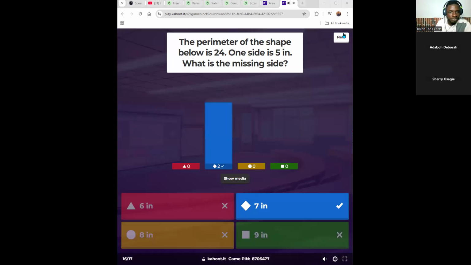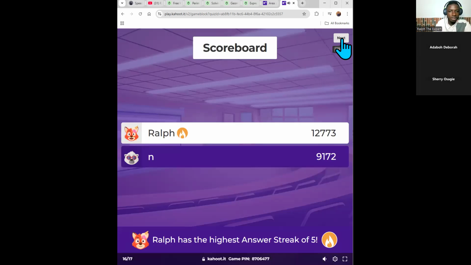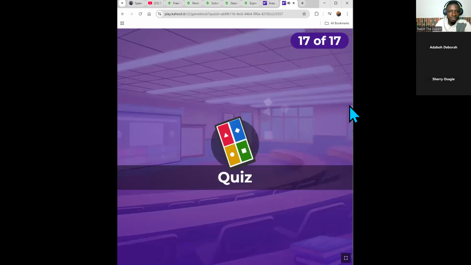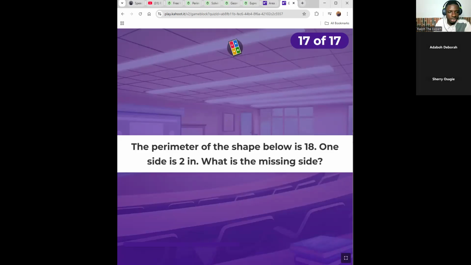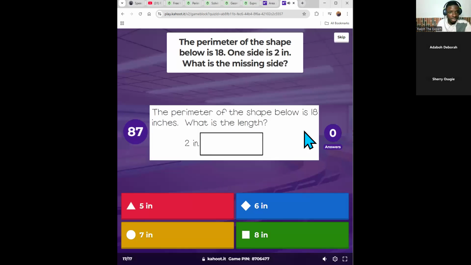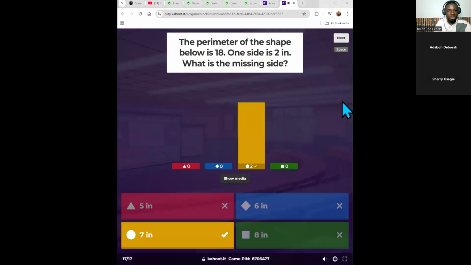Well done. That's great. Let's get to the last question for today in perimeter and area. The perimeter of the shape below is 18. One side is 2 inches. What's the missing side? Well done. Okay, now we've come to the end of the quiz.